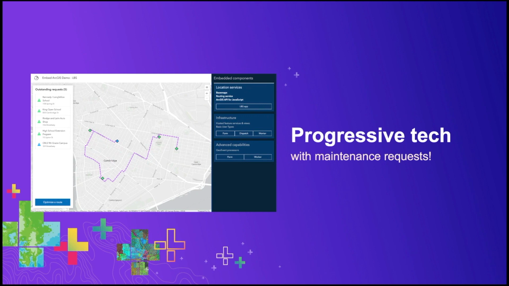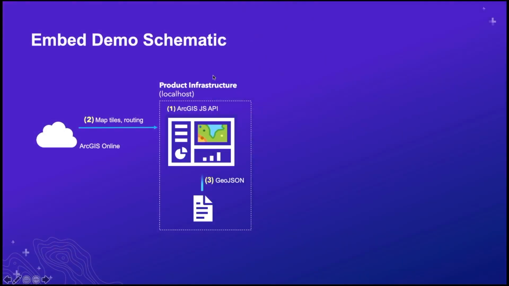And the way that this is built is following this sort of schematic. So ArcGIS JavaScript API is rendering the maps and building out the user interface. That's requesting map tiles and routing that are hosted within ArcGIS Online. And then it's also loading in a GeoJSON file into the application containing the maintenance requests.